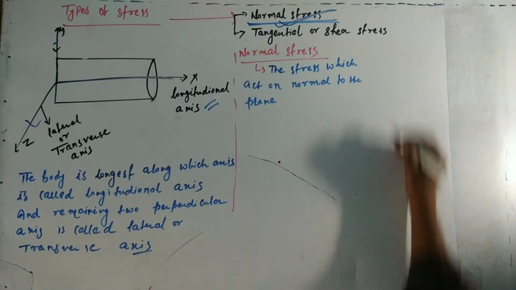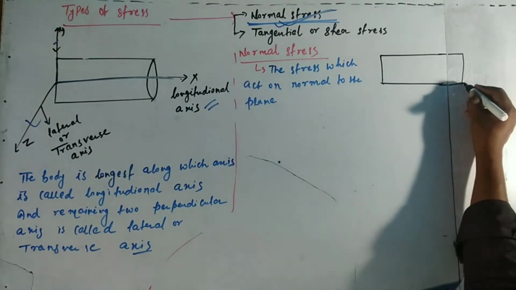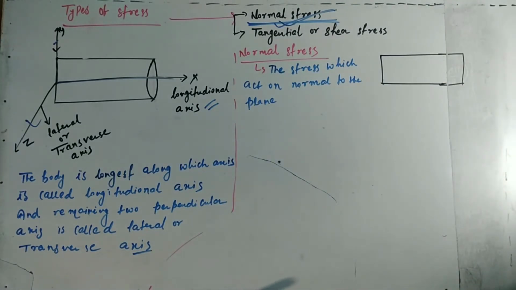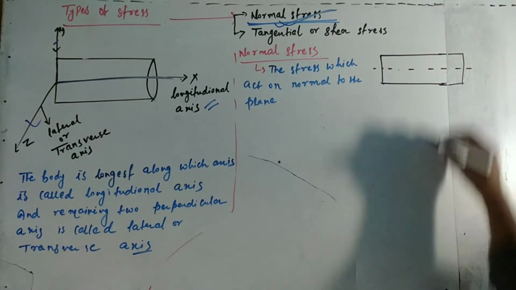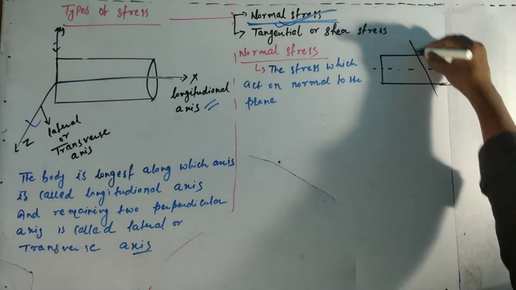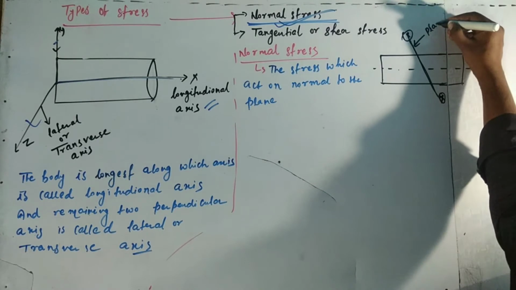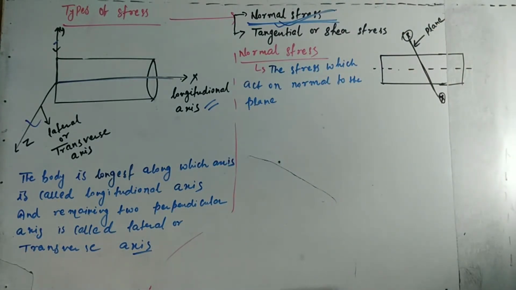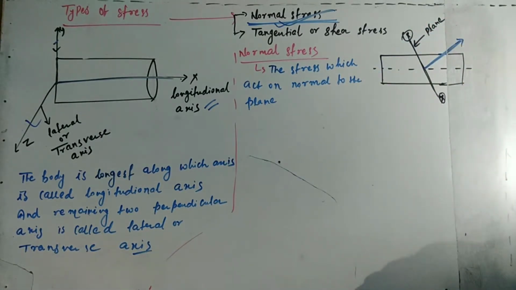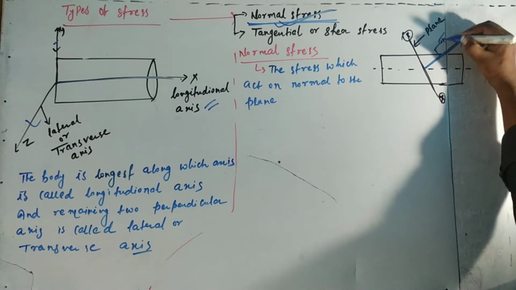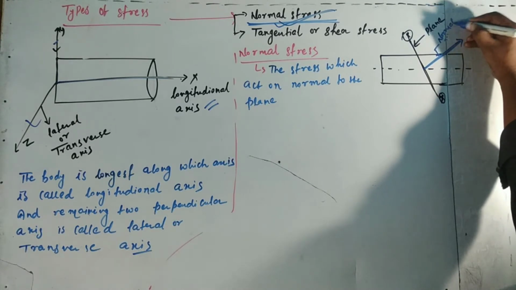For this normal stress we draw a body. This is a body, and this is the axis of the body, that is the longitudinal axis, and this one is the plane of the body. The stress which is normal to the plane is the normal stress.